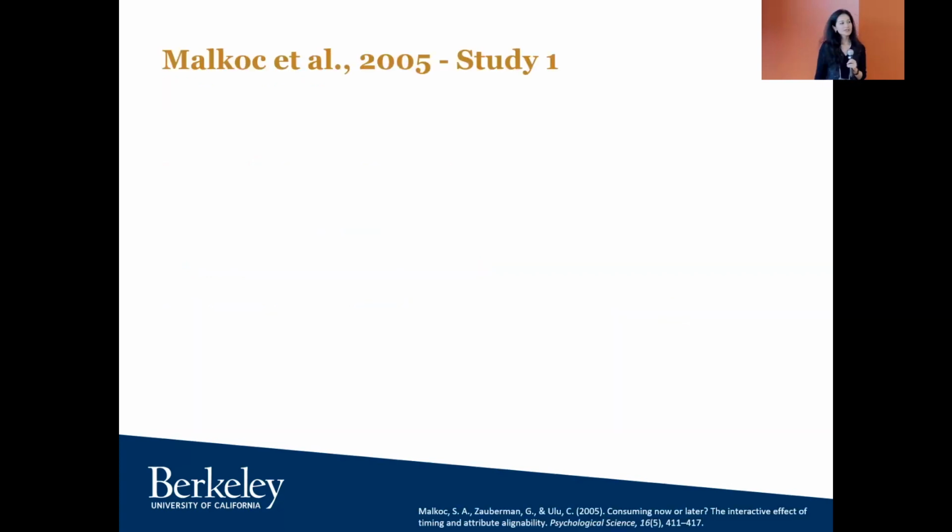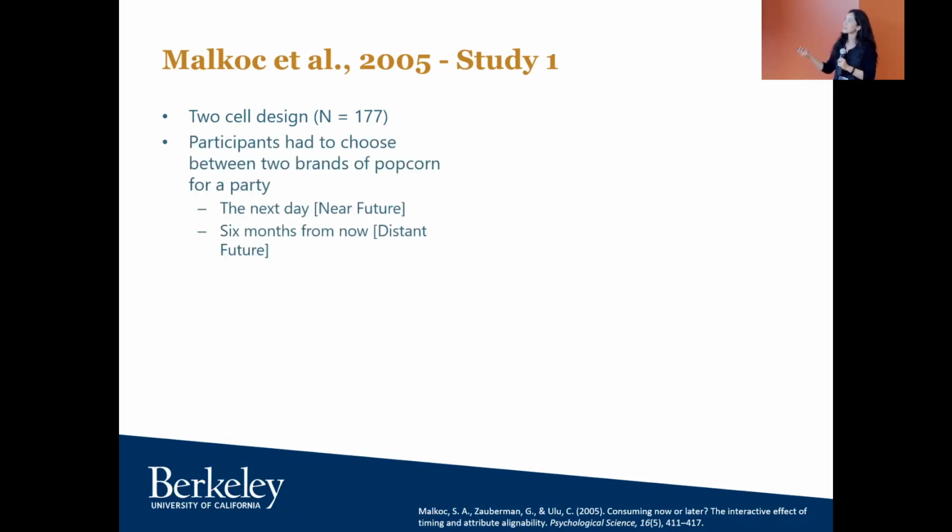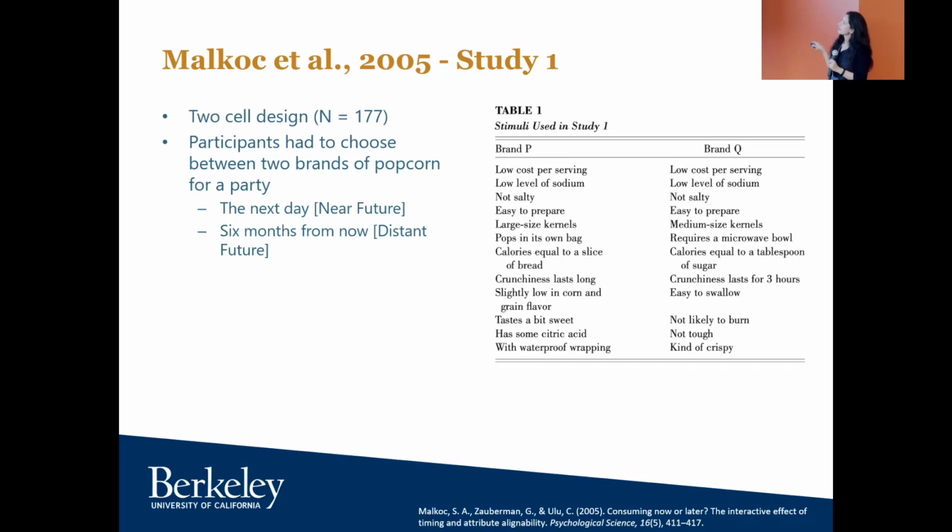Just to give you a flavor of what the studies were like, I'll briefly explain one of them. This was a study from 2005. It's a 2-cell design. Participants had to choose between 2 brands of popcorn for a party. We're not saving any lives in social psychology. Participants either had to pick the brand for a party that's happening next day or 6 months from now. These were the 2 brands that they were given, brand P and brand Q.